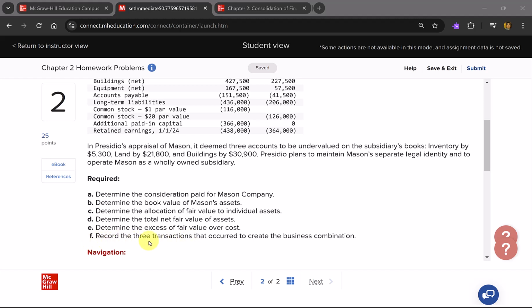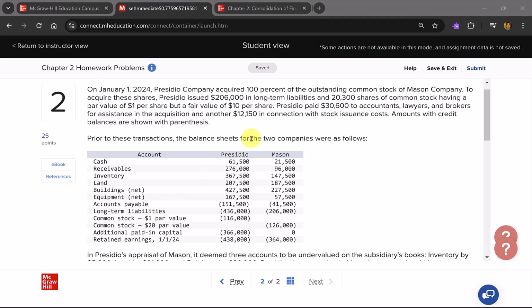Here it says 3 transactions. So if you look at the examples in chapter 2, the first journal entry is to show the acquisition of the subsidiary, buying the stock of Mason Company. In the second transaction, we're incurring professional fees to process this transaction, and we're going to be recording an expense. And there's another expense that we don't deduct, and that's for, let's see if I can find it here.